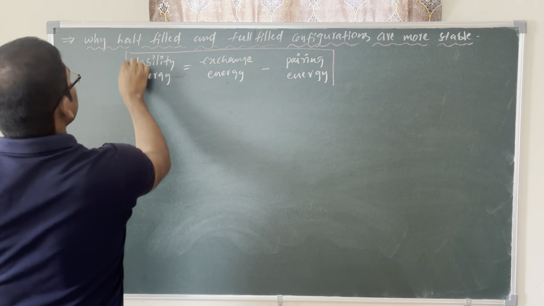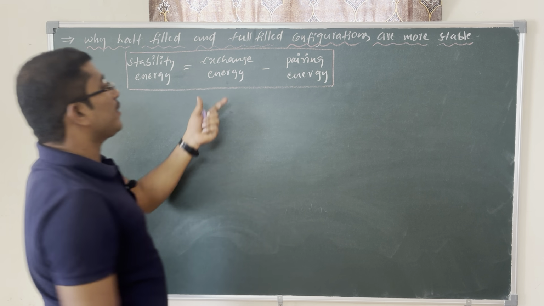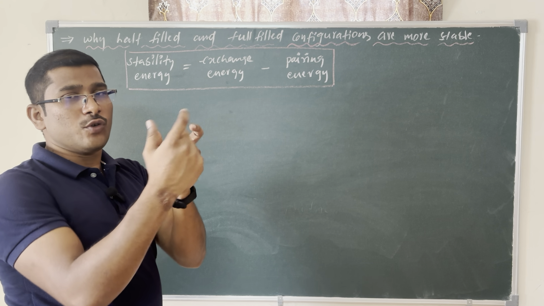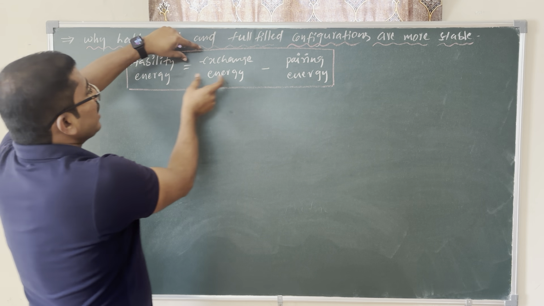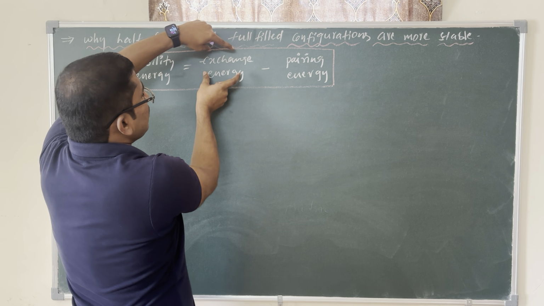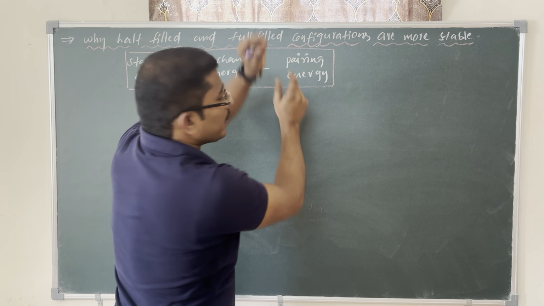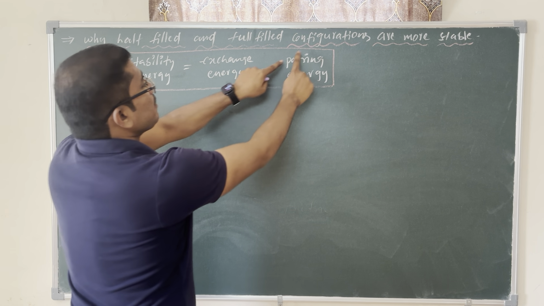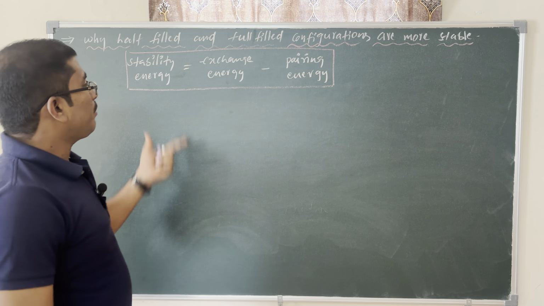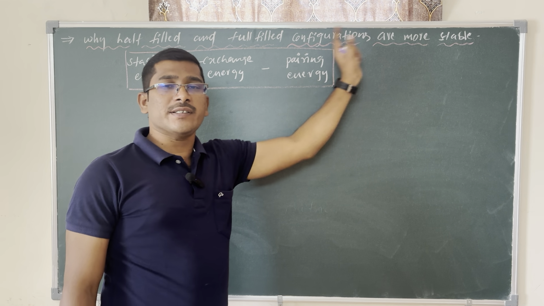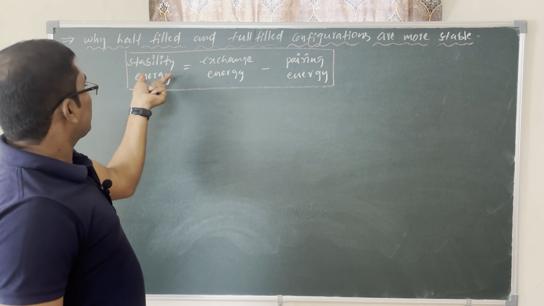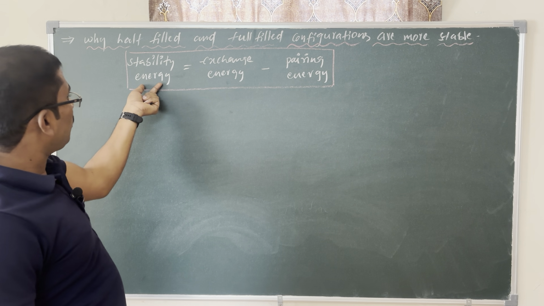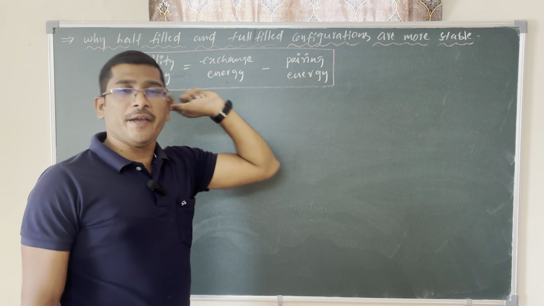Stability energy is the main stability of any configuration. The half filled and full filled configurations become more stable because stability majorly depends on two energies: exchange energy and pairing energy. The stability energy is equal to exchange energy minus pairing energy. You have to remember that formula. Based on that, we can tell why half filled and full filled are more stable.